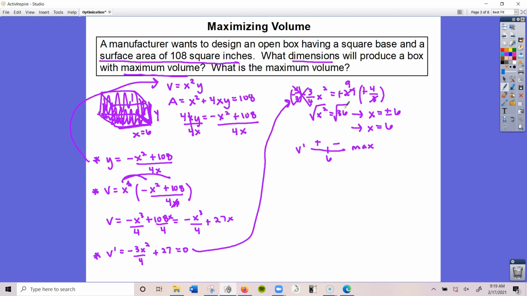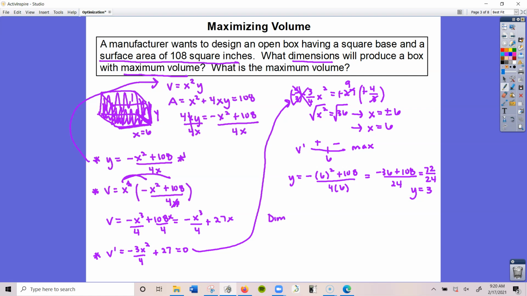Now we have x. Now we wanted the dimensions, right? So we have the x value, but we need the y. But remember that I have the equation here for y. So y is equal to negative x squared plus 108 all over 4 times x. Negative 6 squared is negative 36 plus 108 divided by 24. Negative 36 plus 108 is 72. And 72 divided by 24 is 3. So this is the value of y.